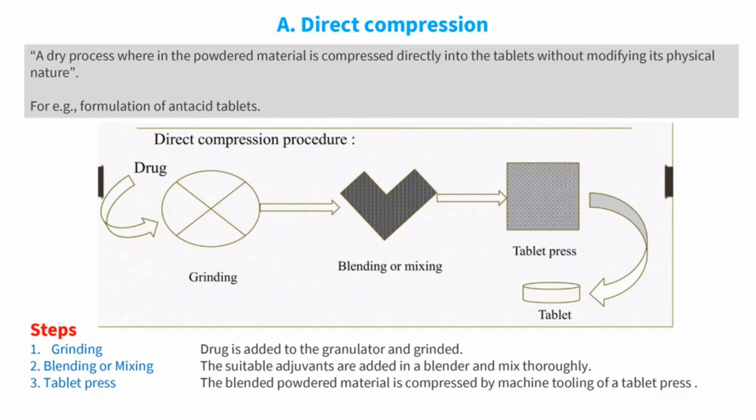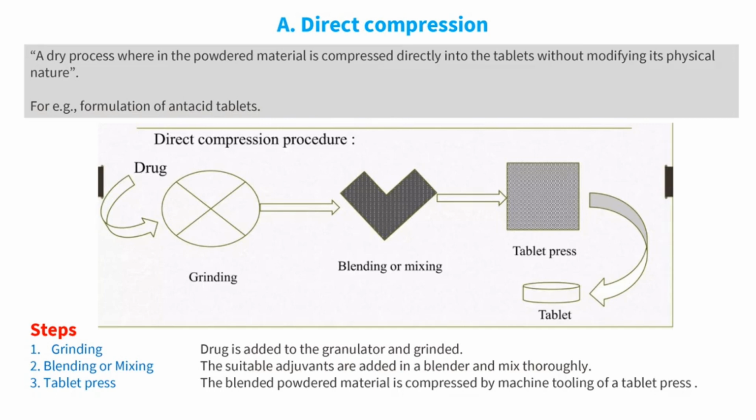Steps: 1. Grinding. 2. Blending or mixing. 3. Tablet press. The drug is added to the granulator and ground. The suitable adjuvants are added in a blender and mixed thoroughly. The blended powdered material is compressed by machine tooling of a tablet press.